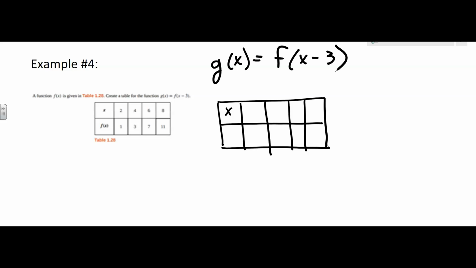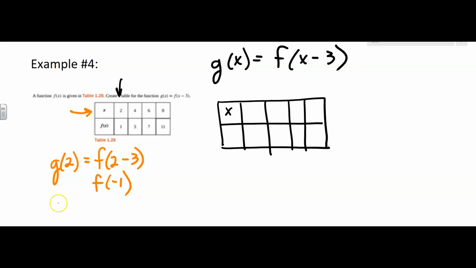So we're going to take the inputs that we have. We have an input of 2. Well, let's see what happens if we put in 2. So I'll say g of 2 is equal to f of 2 minus 3. Well, that's going to be f of negative 1. I don't have that on the table. I don't have an input of negative 1 right here. So I can't really do anything for that one.